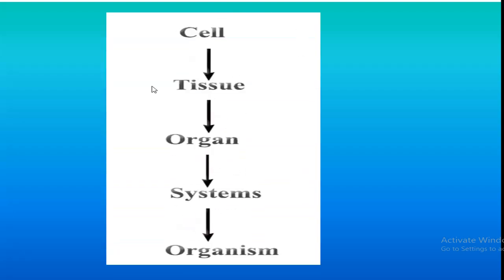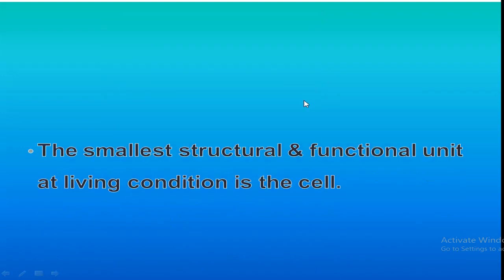These are the organizational levels of the organism. The smallest unit of the organism is the cell. Different types of cells first come together to form tissues, right? Groups of tissues are organized to make organs. Organs combine to make a system, and systems combine in the organism. This is the organizational levels of the organism, right?